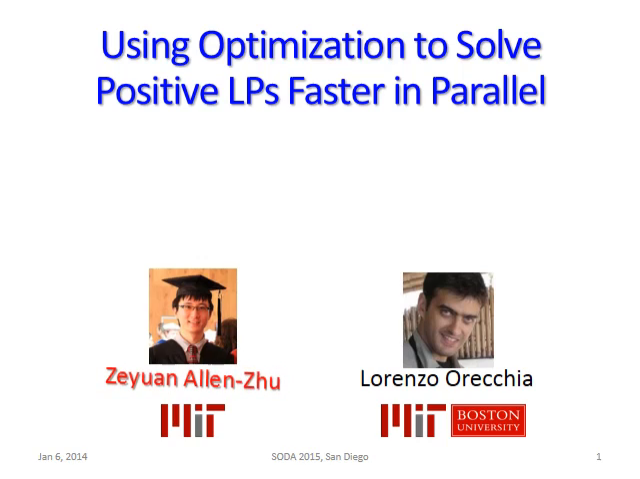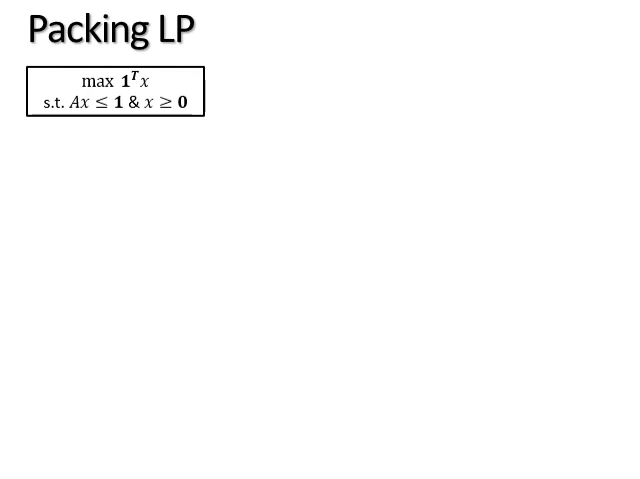Alright, so to begin with, what is a positive LP? Positive LPs actually consist of two cases. Case 1, the packing linear program, or packing LP. That is to maximize 1 transpose x, subject to the constraint that Ax is less than or equal to 1 in the vector sense, and x is a non-negative vector.